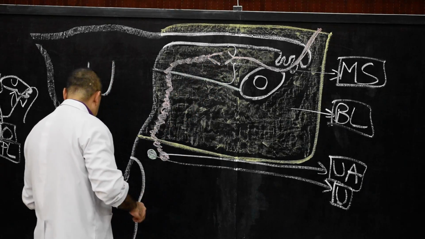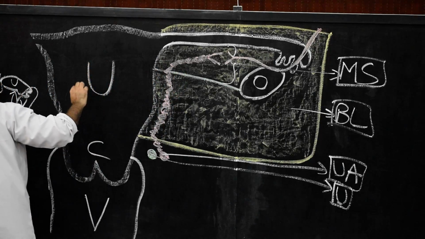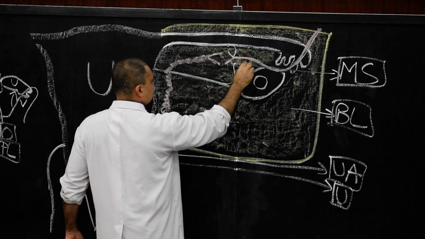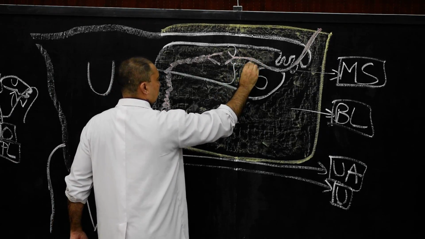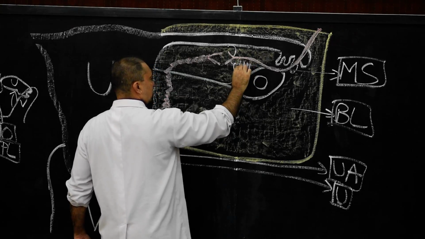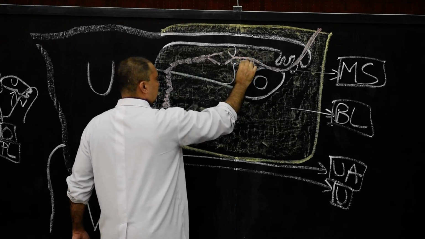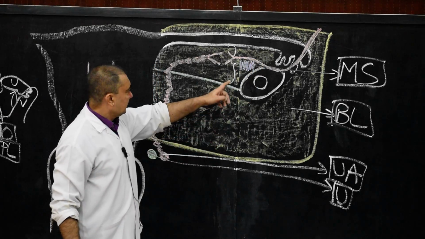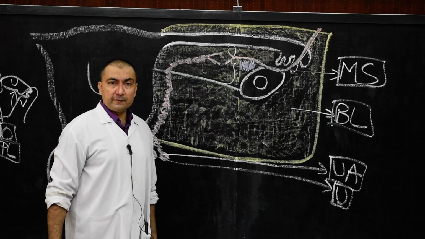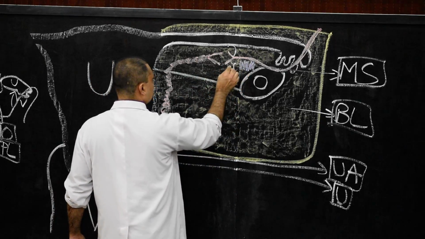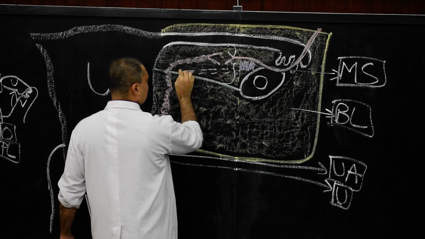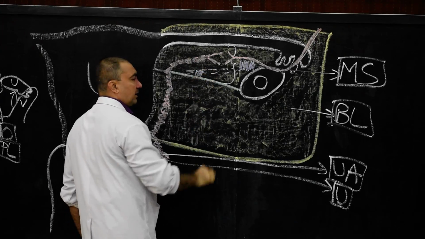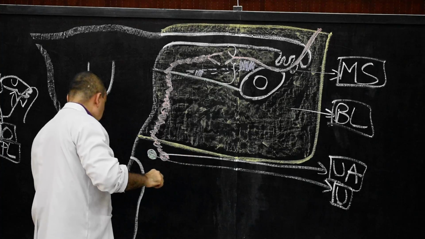Also in the mesosalpinx there will be remnants, and I am going to show these remnants in violet color. If I show the remnants just above the ovary, these 12 to 15 tubule-like structures are the tubules of the epiphoron. Similarly there will be the duct of the epiphoron, and also the remnant of the tubules of the parophoron. So these are the contents.